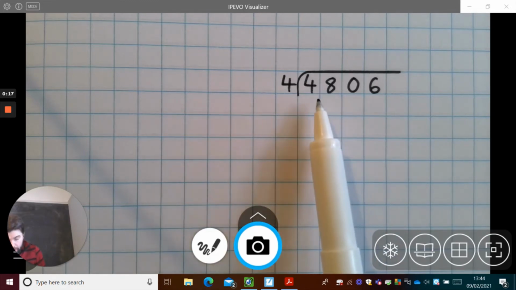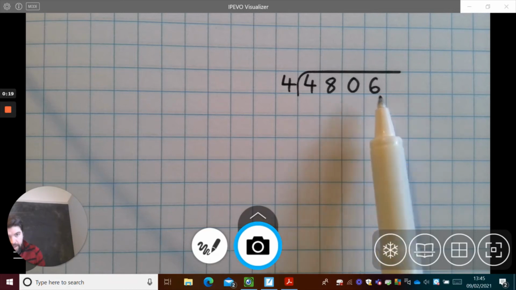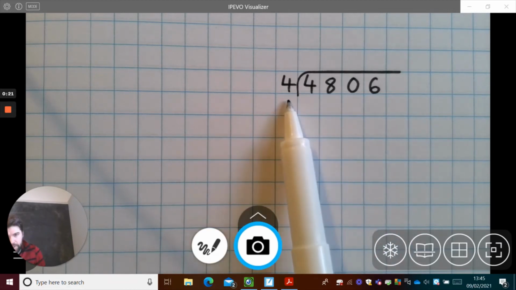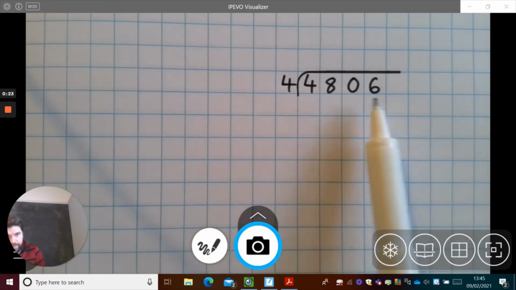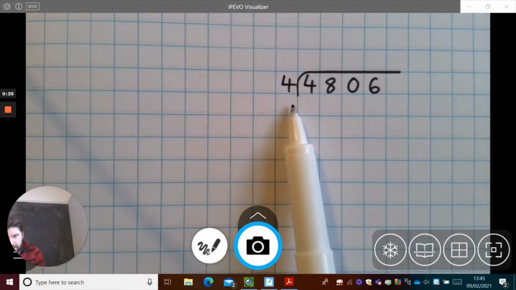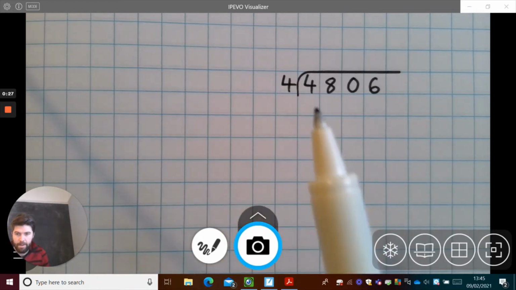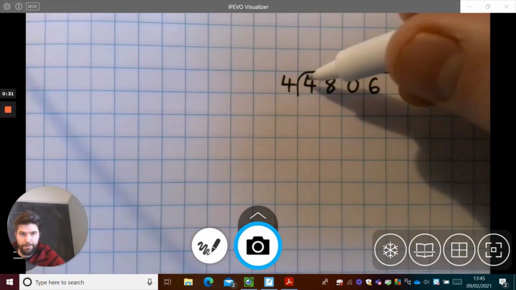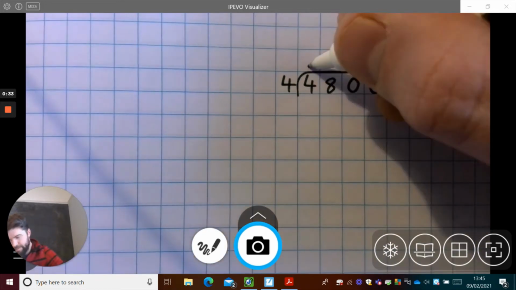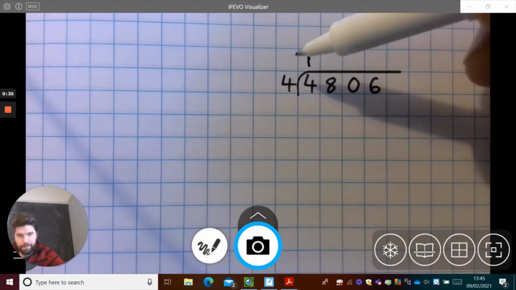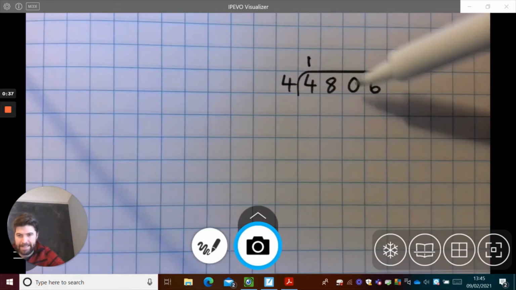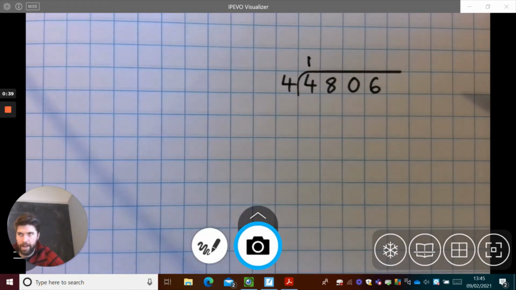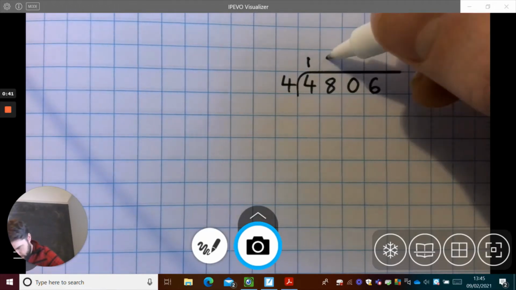I'm going to do that each column individually, finding how many 4s I can make in each number. So I'm going to use my 4 times table. 4s into 4, so with 4 I can make 1 four. How many 4s can I make with 8? Counting in 4s, 4, 8. Okay, I can make 2.